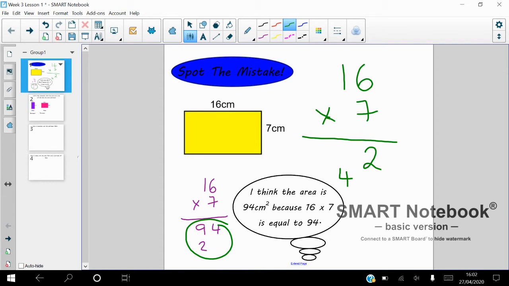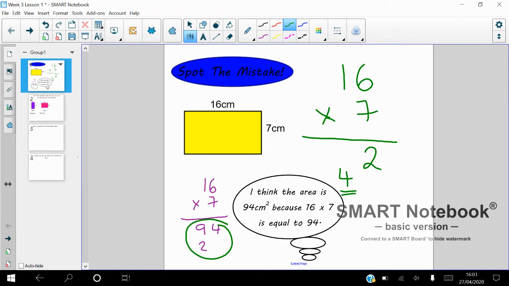So 6 multiplied by 7 is equal to 42. I've showed my regrouping down here because I'm going to add it on after I've finished multiplying my tens. So now I've got 1 ten multiplied by 7. 1 multiplied by 7 is 7. Now I need to add on that 4. 7, 8, 9, 10, 11.